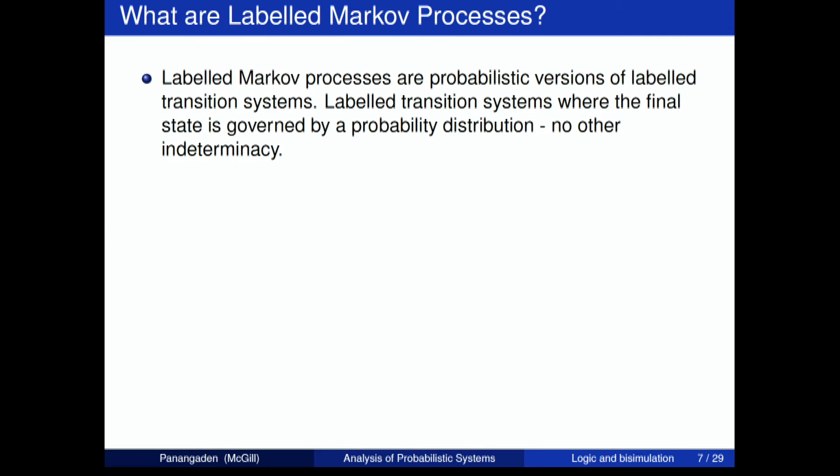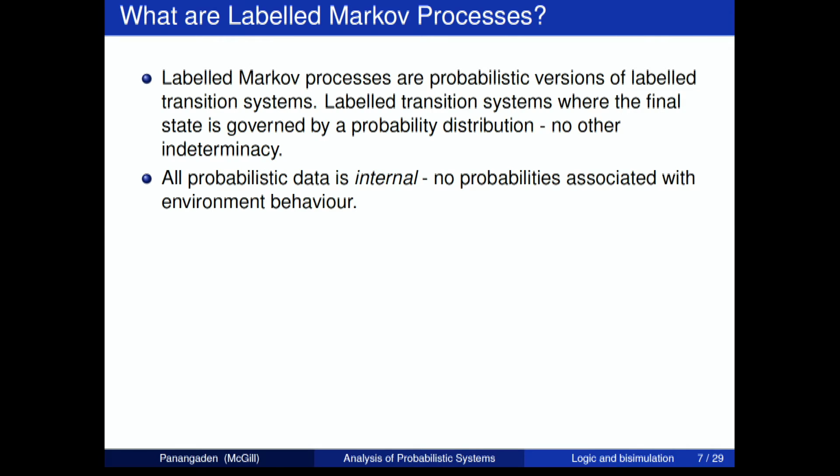So labeled Markov processes are the probabilistic analogs of these labeled transition systems. So again, you have a set of labels and transitions, but now the final state is actually governed by a probability distribution. It's not just purely indeterminate, so it's quantified. And I emphasize that there is no other indeterminacy. So you will see a number of different models. People talk about mixing probability and non-determinism, perhaps saying once you execute a certain action, then one of a set of probability distributions is chosen, and then further the final state is determined by that distribution. So I'm not doing that. Everything, all the indeterminacy is quantified in this traditional probabilistic fashion.